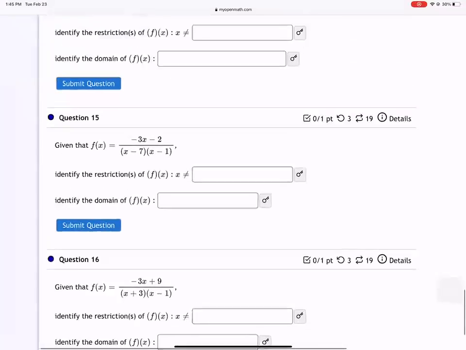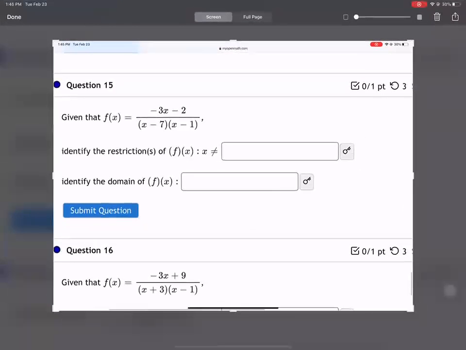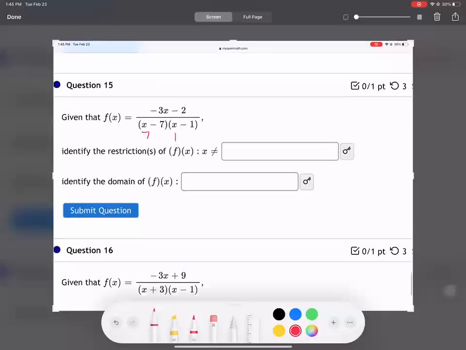Let's do this one over here. They want you guys to use the union. That's fine. We said it can't be 7 or 1. Oh my gosh, that was too fast. Mr. Ko, slow down. But that's what I'm looking for automatically when I see these problems. What values don't work? 7 and 1 don't work. Now identify the domain.